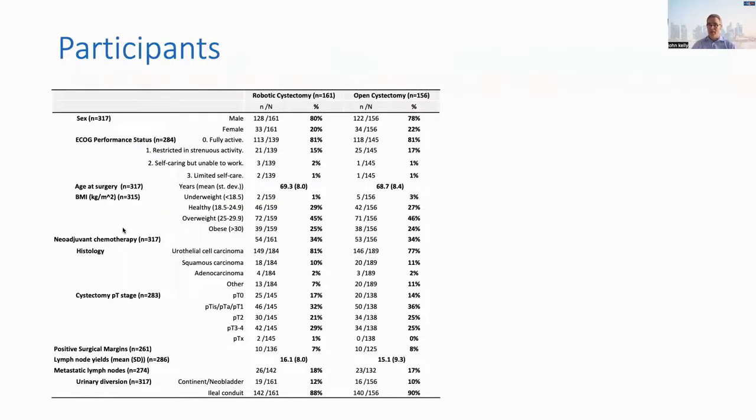The participants were evenly matched. The average age was late 60s. And in terms of outcomes, the outcomes in terms of surgical margins and lymph node yields were equivalent across the two arms.